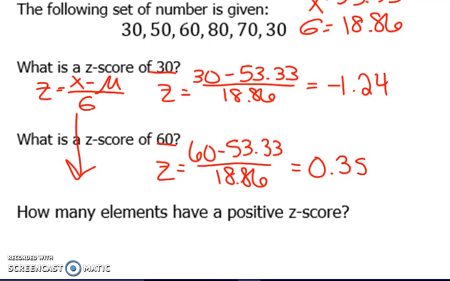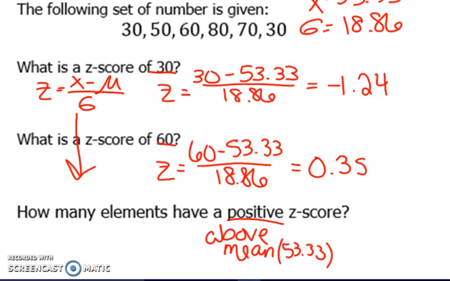Now, the last one says how many elements have a positive z-score. Well, positive just means it is above the mean. My mean in this case is 53.3. So how many numbers are above that? Well, if I look, I have 60, I have 80, and I have 70. So there are 3 answers, and if it asked you for them, it would be 60, 80, and 70. My other 3 numbers would have a negative z-score because they're below the mean.